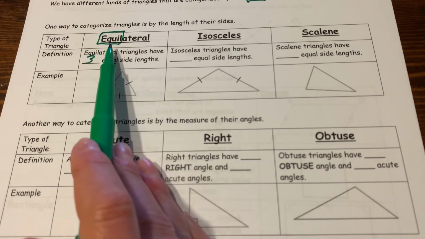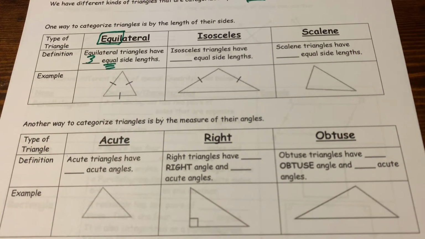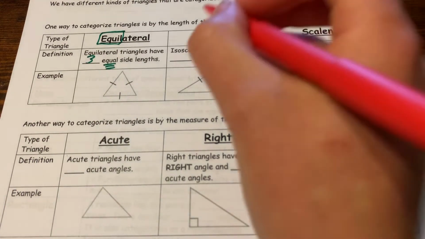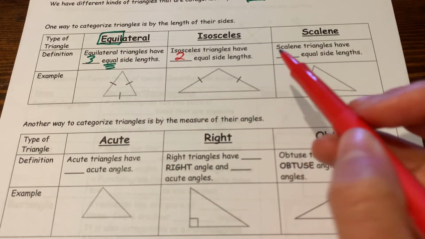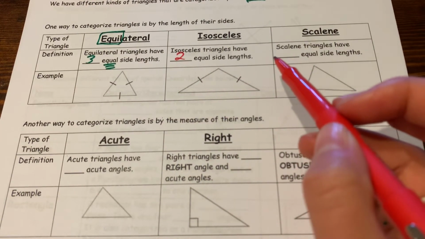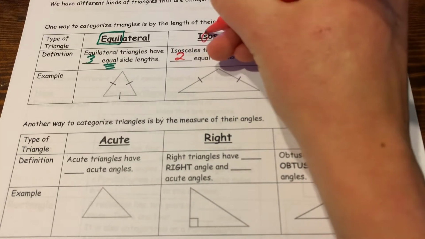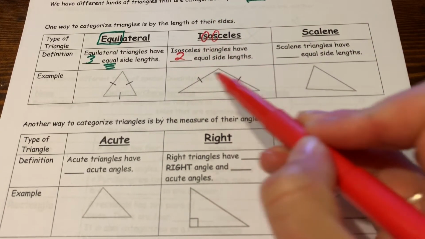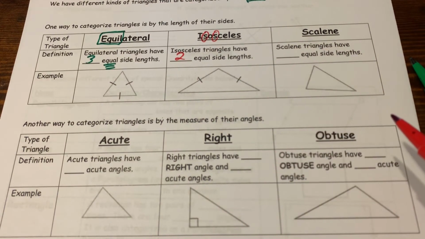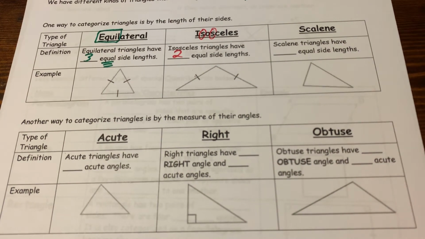That would be what we call an equilateral triangle. An isosceles triangle has two equal side lengths. The way I used to remember isosceles in the definition, there's two S's in isosceles. So I think about two sides being equal. So maybe that will help you and maybe it won't, not sure.